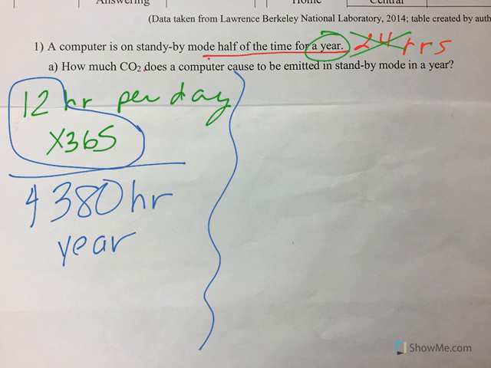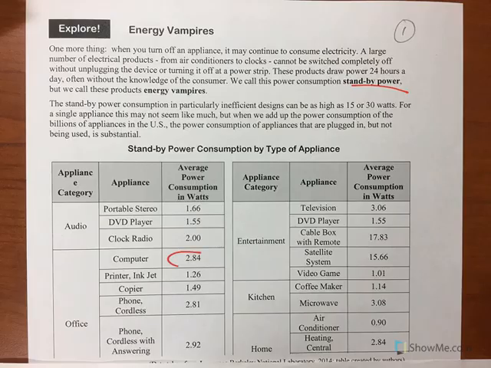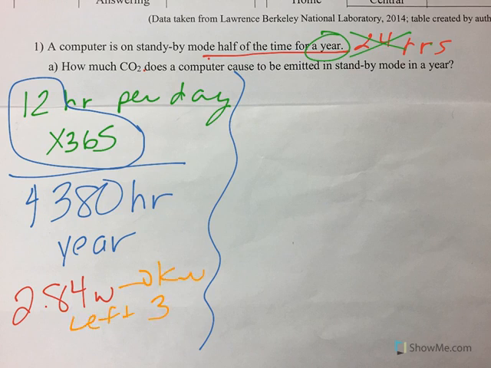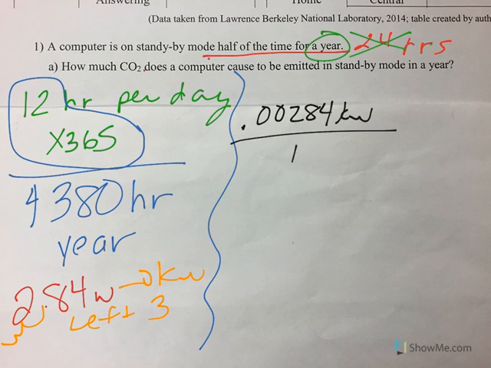And now when we do this problem, how much CO2 does a computer cause to be emitted in standby mode in a year? Well, if you go back to this first page, the computer is 2.84 watts. Remember, if I'm going from watts to kilowatts, that means I move my decimal left 3 places. So 1, 2, 3, I end up with 0.00284 kilowatts. I did not set this up very well on this page, did I? No, not at all.